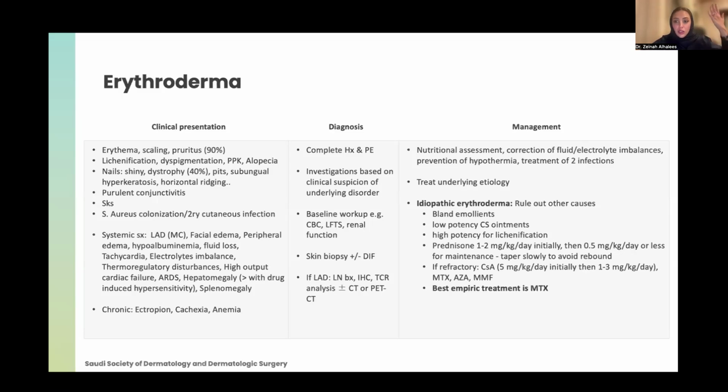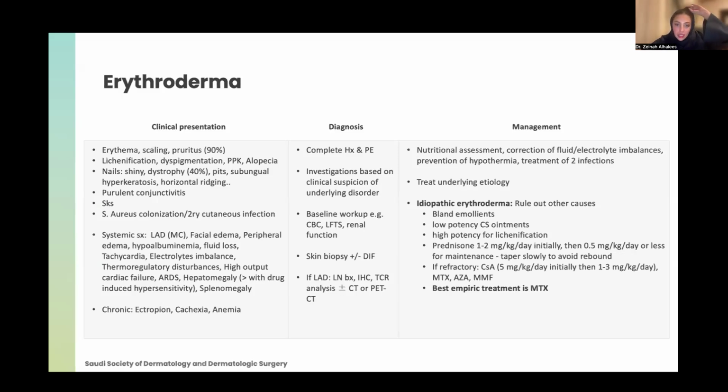So with erythroderma, you really have to dig in with history and physical exam, because that's going to give you a clue if it's primary or secondary. So you want to look for your secondary causes, and you want to do your investigations based on your clinical suspicion of your underlying disorder. So all of them obviously need a baseline workup of CBC, LFTs, renal, etc. They do need a skin biopsy. You can consider DIF as well.